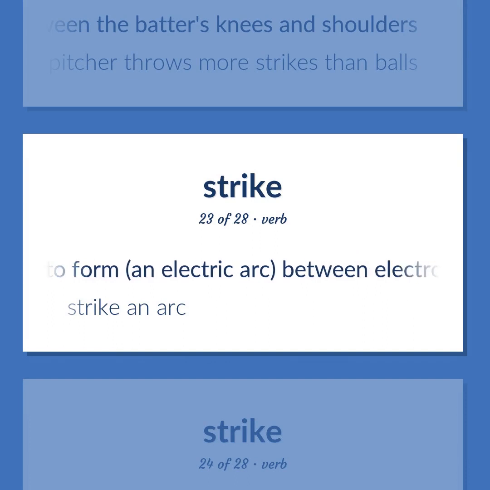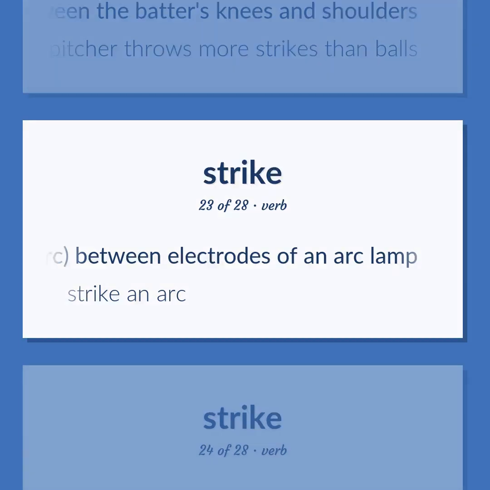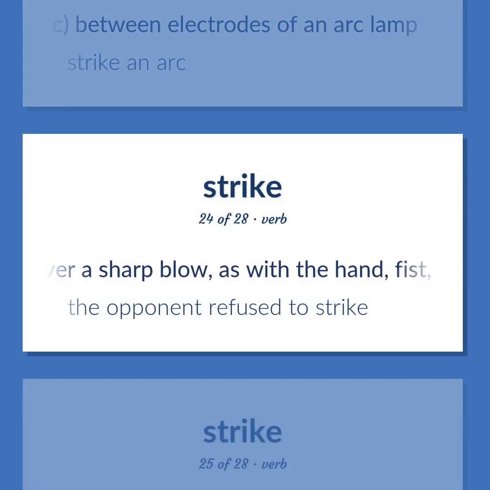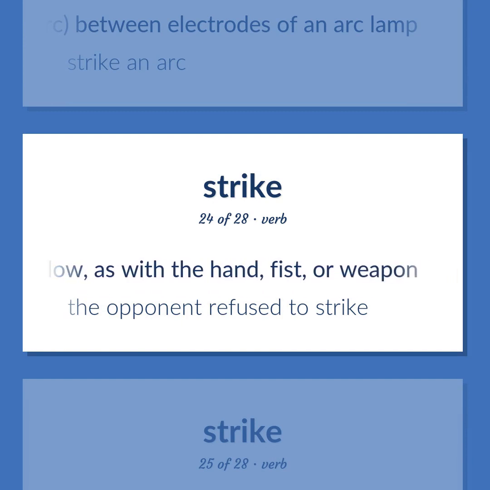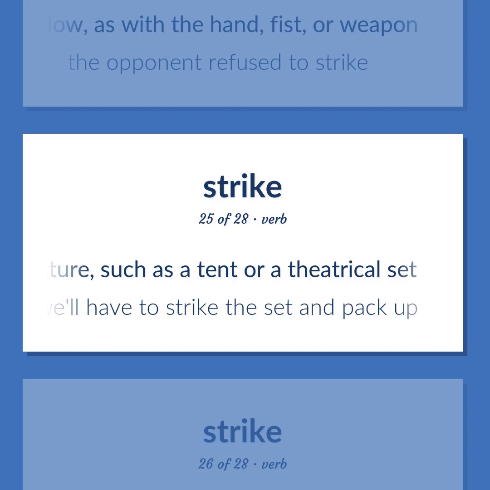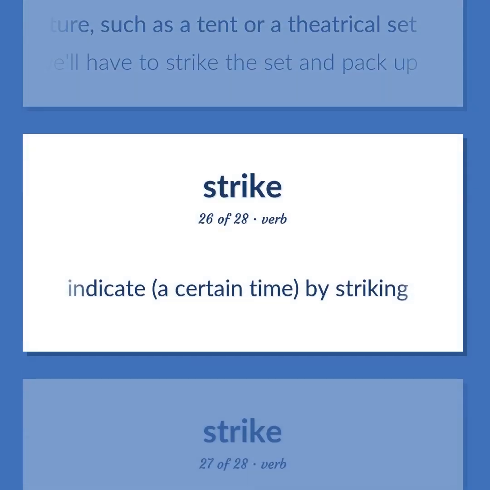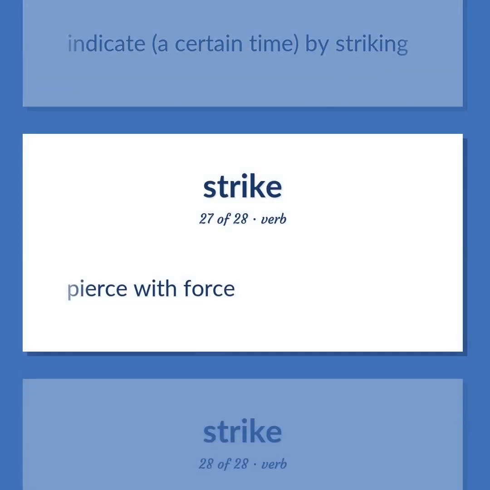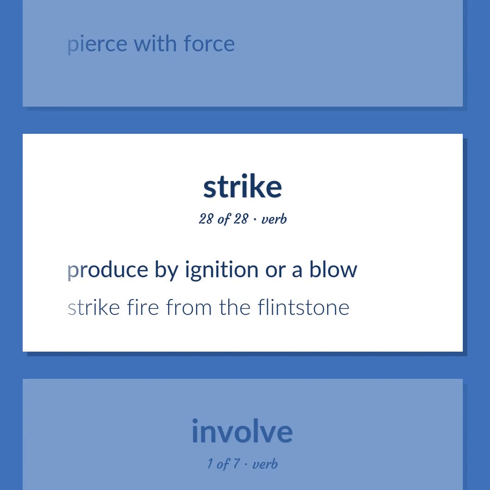Cause to form an electric arc between electrodes of an arc lamp. Strike an arc. Deliver a sharp blow, as with the hand, fist, or weapon. The opponent refused to strike. Disassemble a temporary structure, such as a tent or a theatrical set. After the show, we'll have to strike the set and pack up. Indicate a certain time by striking. Pierce with force. Produce by ignition or a blow. Strike fire from the flintstone.